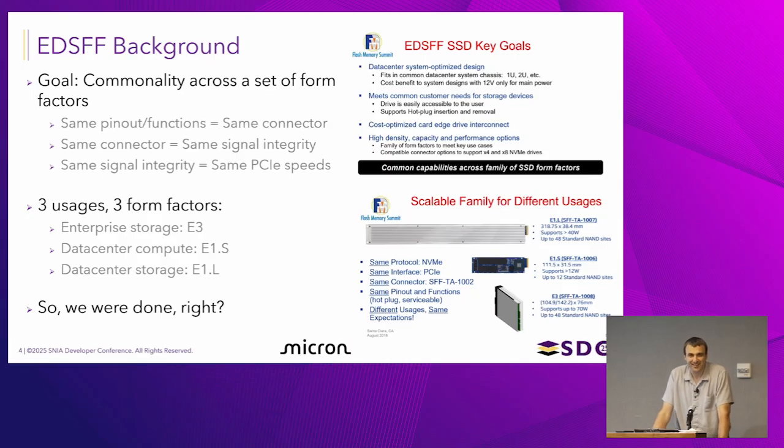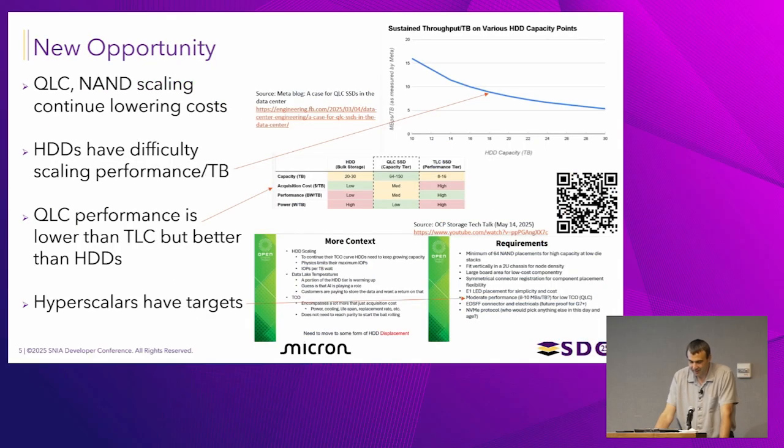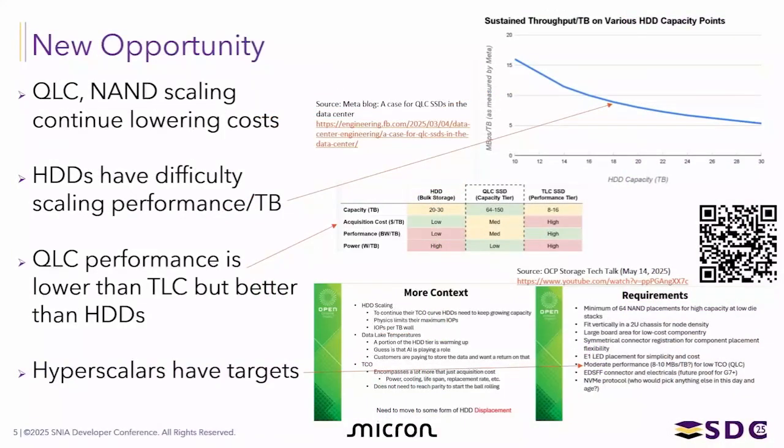We all finished that until about a year ago when new opportunities came up. And what I did here, this is a little bit of an eye chart, but it's kind of the noise that we're starting to hear in industry, where QLC NAND scaling has continued and the costs continue to come down over time. Coupled with that, you've had the HDDs having difficulty scaling performance per terabyte, right?